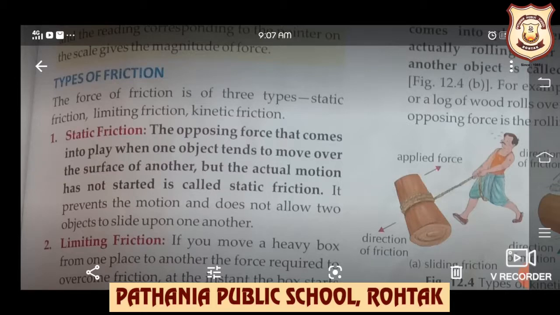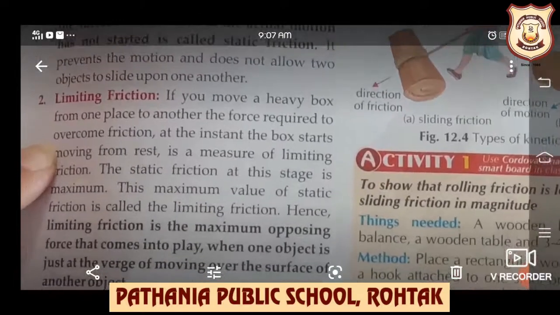Very interesting example I will take up. Suppose I need to pull a box. If I have started pulling the box, it is not moving, but after 10 seconds तक I have tried a lot, but in the next second it started moving. Till 10 seconds at that time I was applying the force, but the box is not moving because of static friction. Okay, now next is limiting friction.